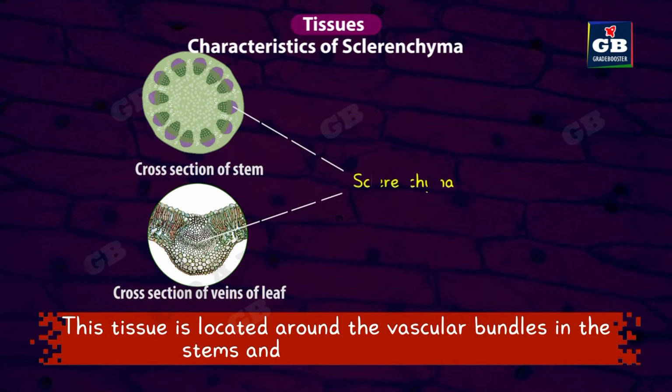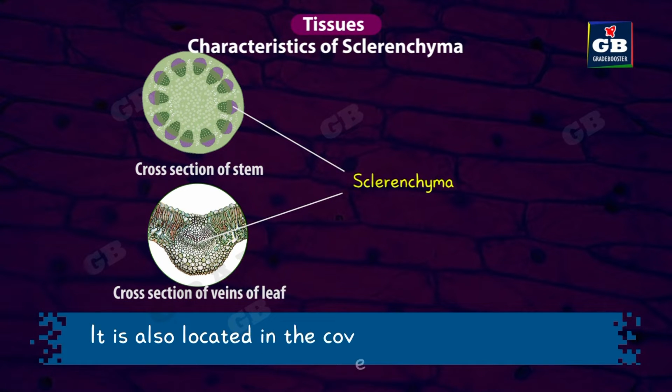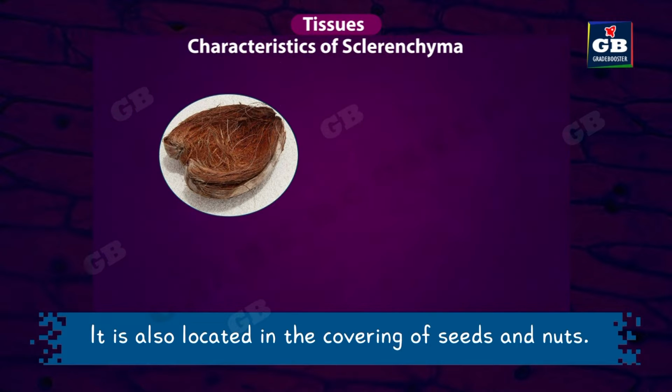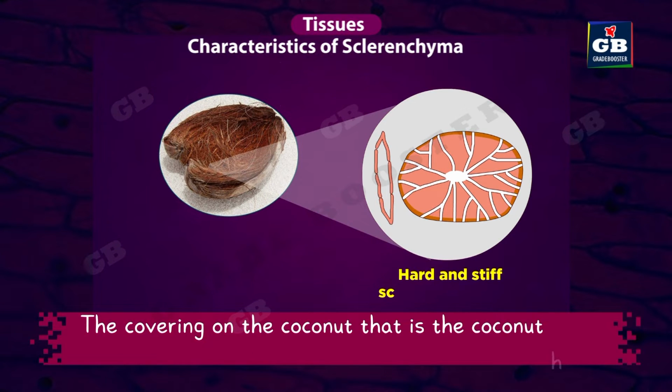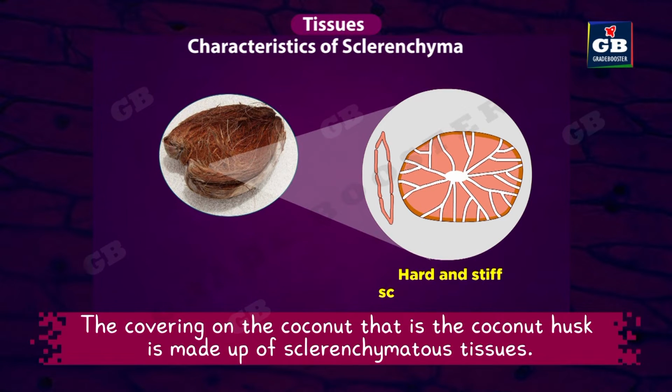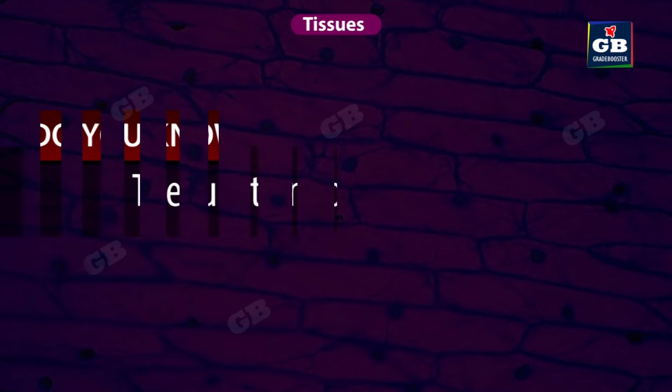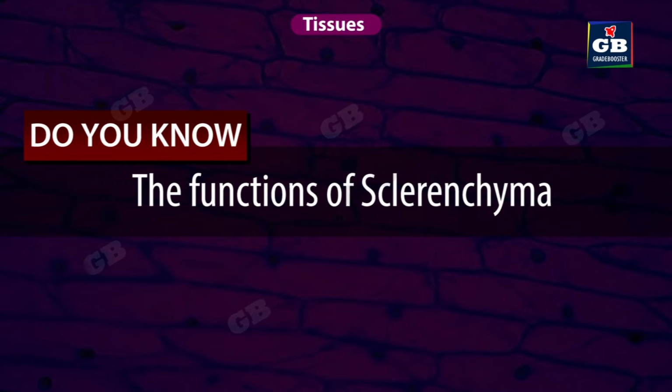This tissue is located around the vascular bundles in the stems and in the veins of leaves. It is also located in the covering of seeds and nuts. The covering on the coconut, that is the coconut husk, is made up of sclerenchymatous tissues. Let us see the functions of sclerenchyma.